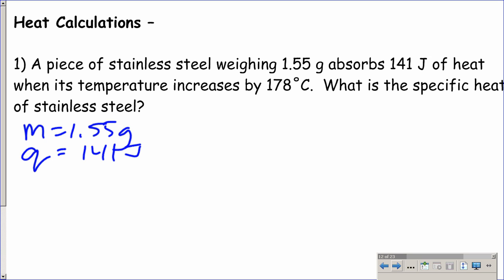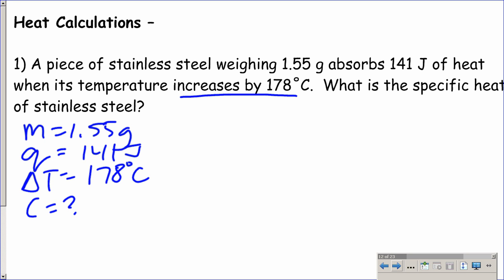Keep going. Next piece of information: it says it's increased by, so it's not telling me where I start or where I end, so I don't have a T final and a T initial, but I have the overall change, which is easier. So delta T is 178 degrees C. Question: what am I looking for? Looking for C. Okay, so if you write it down like that, you cannot get this wrong.